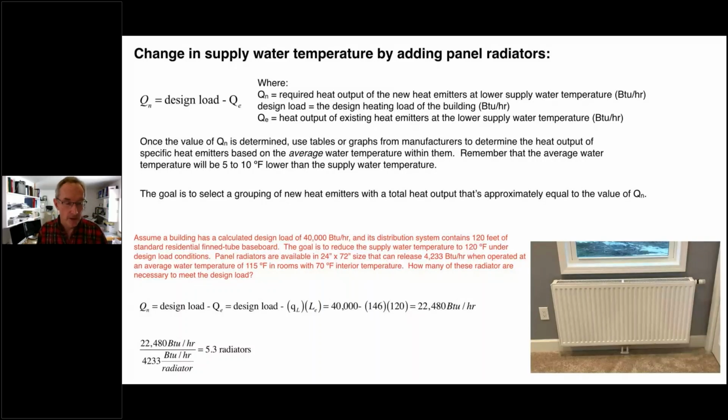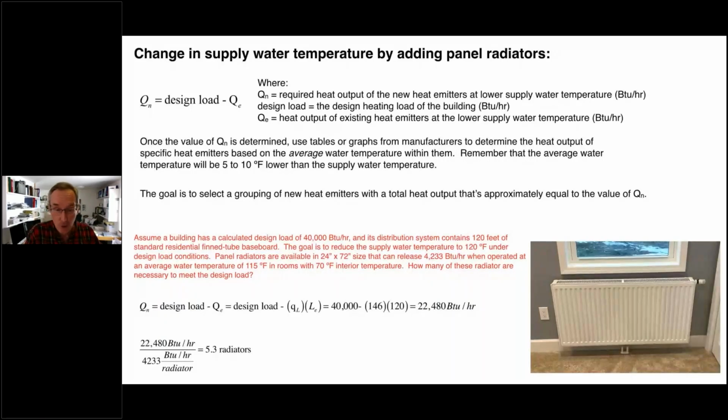Well, we just use the formula. We'll start with the load, 40,000. We subtract 120 feet of fin tube. At that low water temperature, it's putting out 146 BTUs per hour per foot. And it tells us we need to make up roughly 22,500 BTUs per hour. So we just divide that by the output of that particular panel that I've assumed, and we need 5.3 of those radiators.